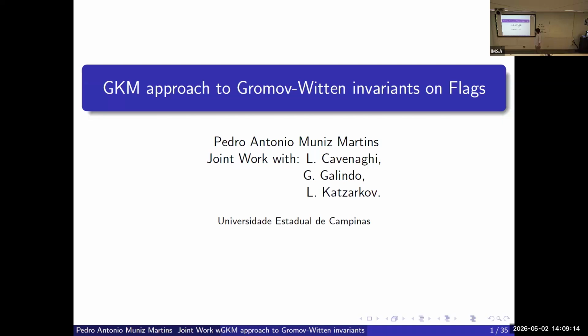Hello, everyone. My idea here is to show a joint work with Giovanni, Leonardo, and Ludmil. At least my part was to build software to compute Gromov-Witten invariants for flag manifolds. For this, we use an approach of defining these flag manifolds as GKM spaces. The goal of the project is to be able to compute the eigenvalues of the small quantum multiplication composed with the Euler vector field.